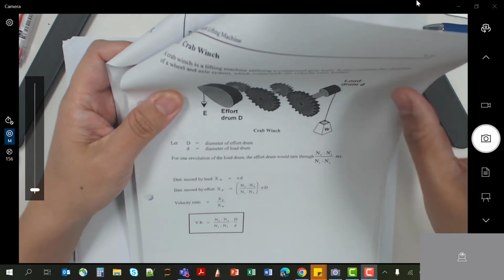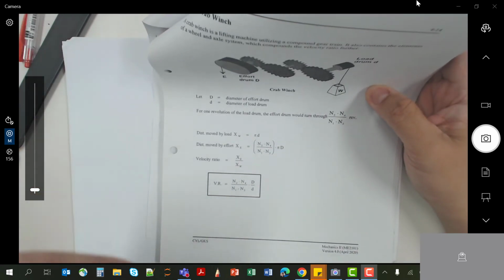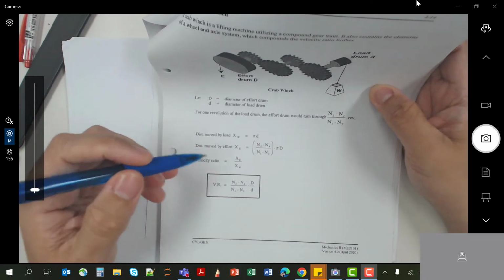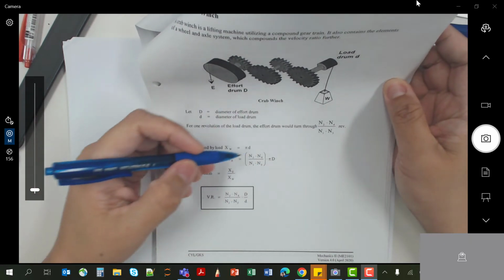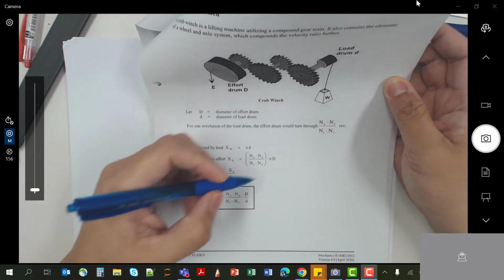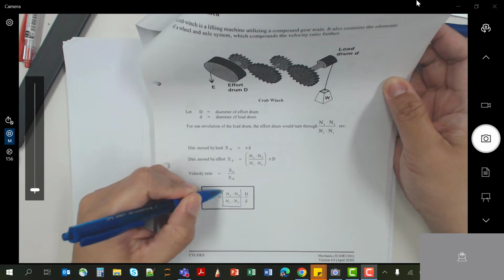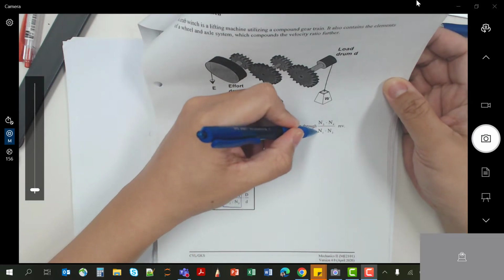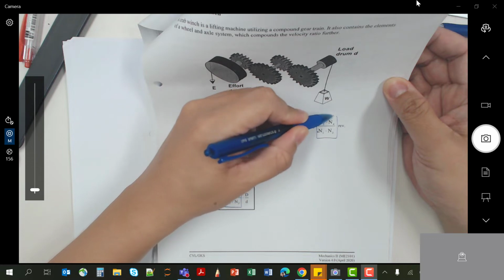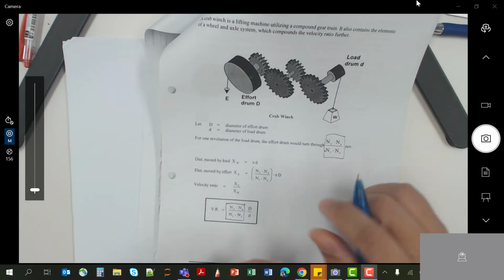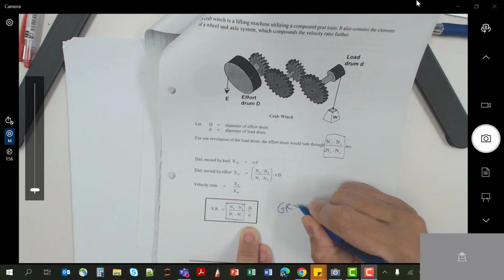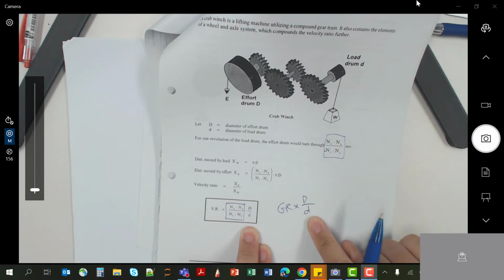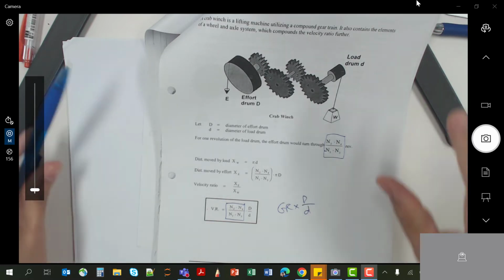So when the question asks you for the gear ratio, your answer should be N2 over N1 times N4 over N3. This would be your gear ratio. So the velocity ratio is actually the gear ratio times big D over small d.